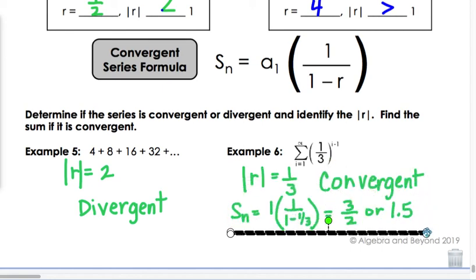And I'm going to use the formula to find out what number the sum is going to be. I substituted in 1 times 1 divided by 1 minus 1/3 to give me 3/2 or 1.5. So that would be the sum of that series. Again, this is lesson 10.6 for geometric series.